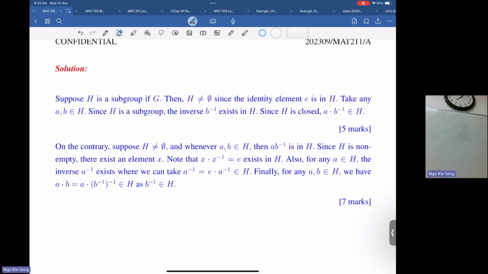Then we want to show that all inverses exist. So how to show it? We just take A B inverse, and let A equal to the identity, and then B is A. E times A inverse is A inverse. So A inverse is in H.